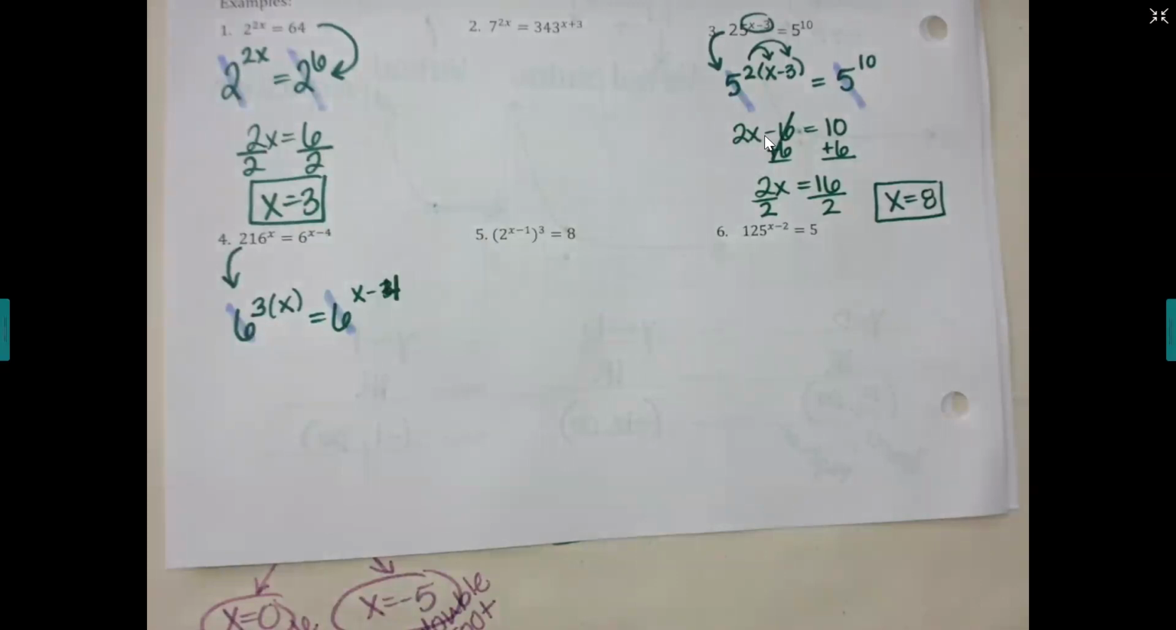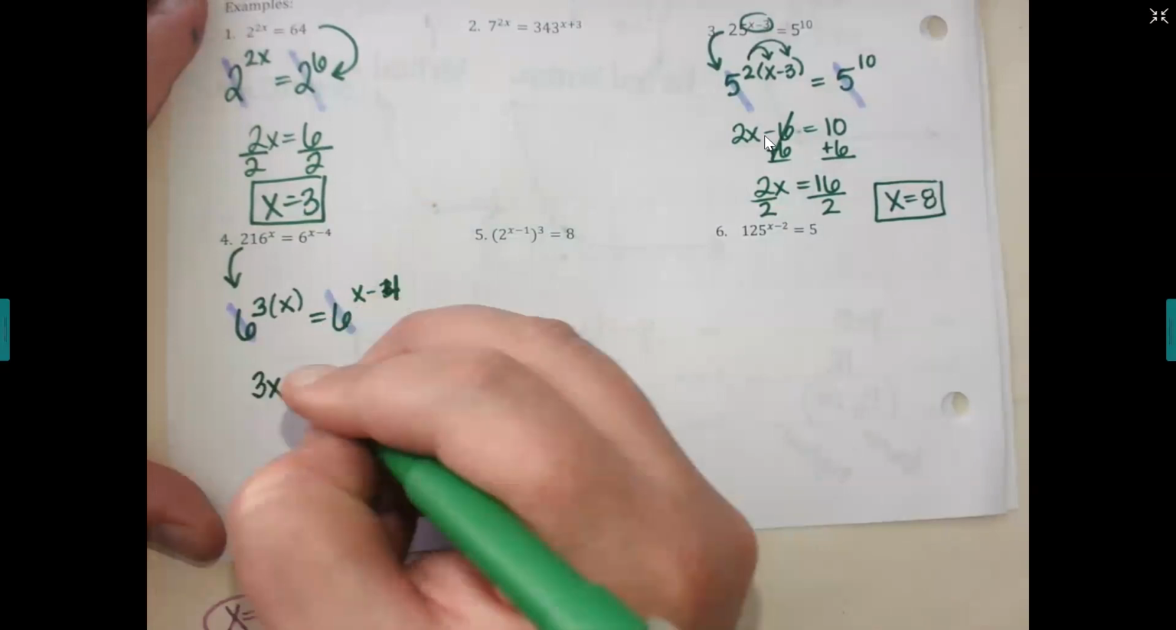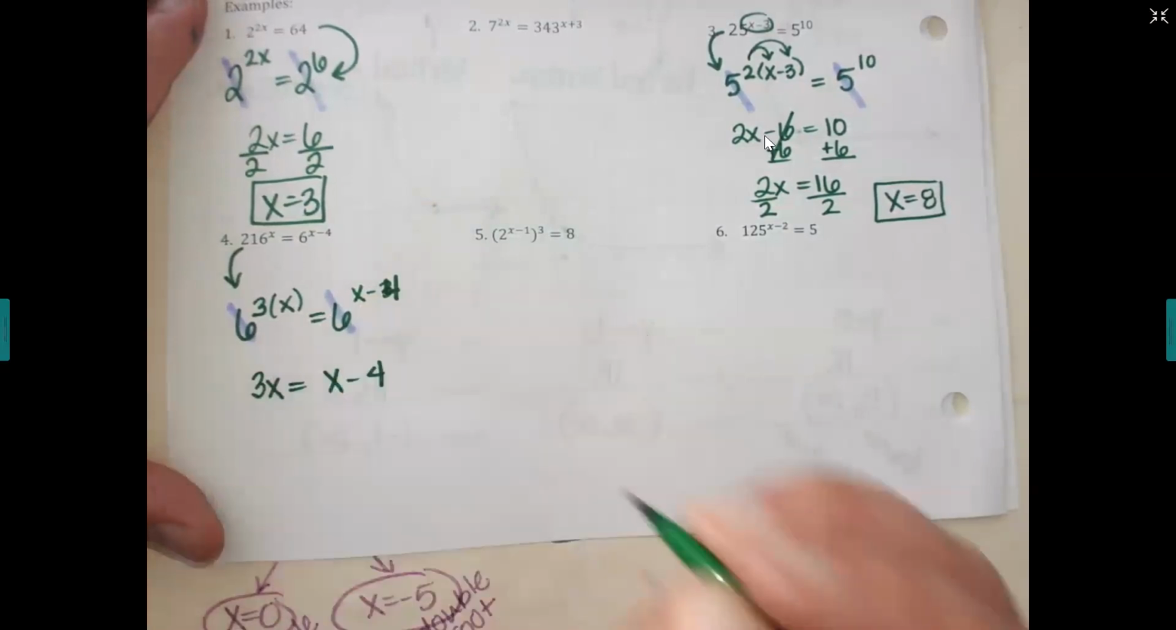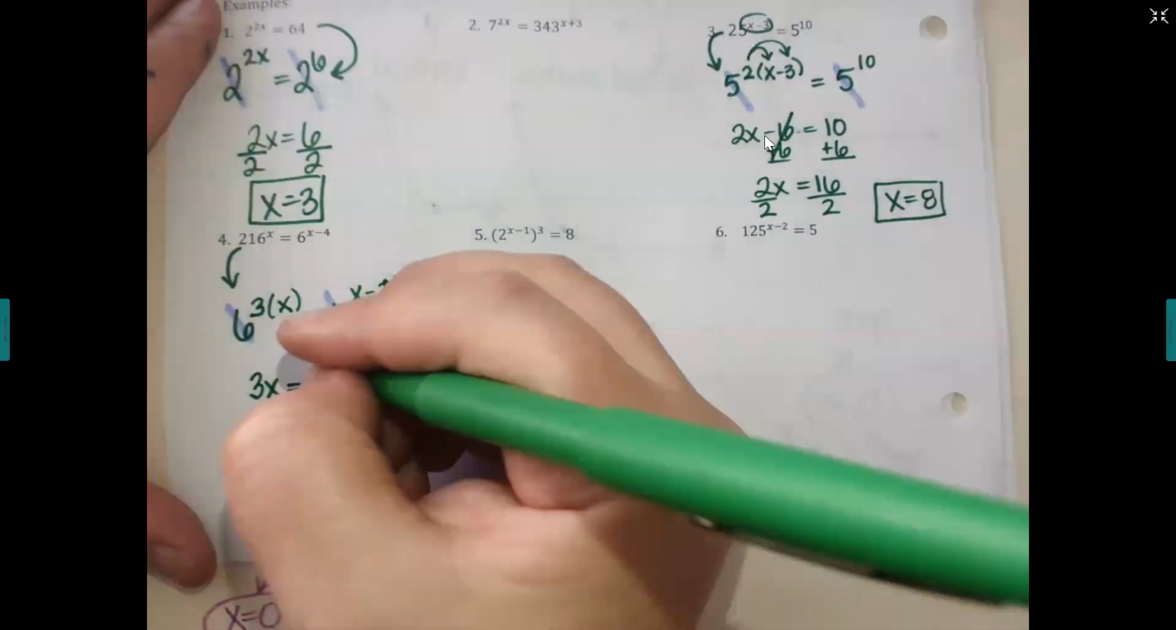Okay, then from there, the 6's are gone. I have a 3 and an x. What's 3 times x? 3x equals, and then x minus 4. What do we do from there? We're trying to solve for x. How can I get rid of this 1x?